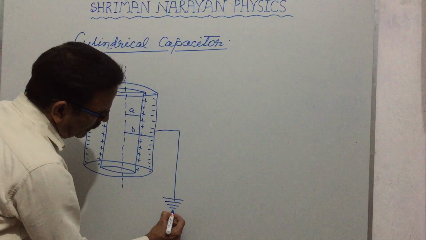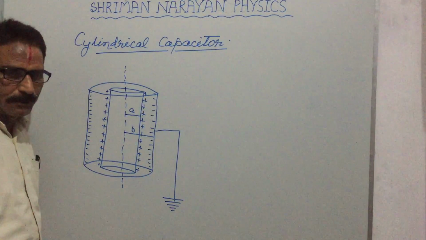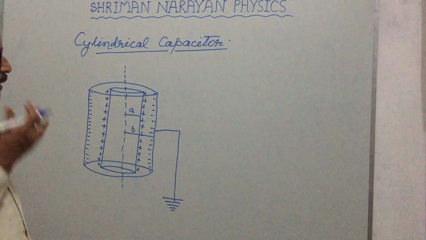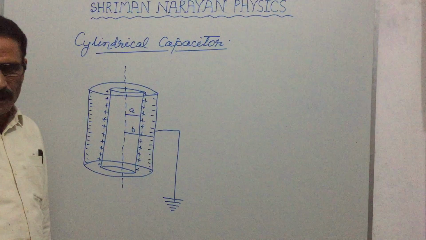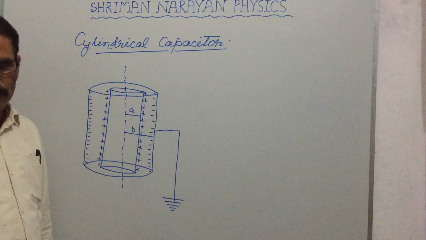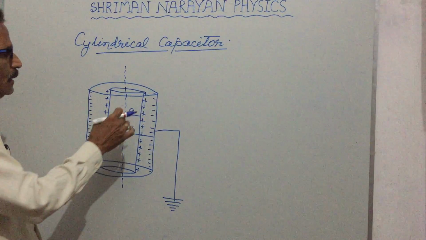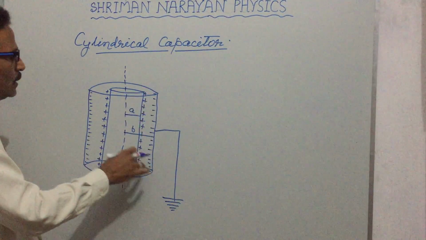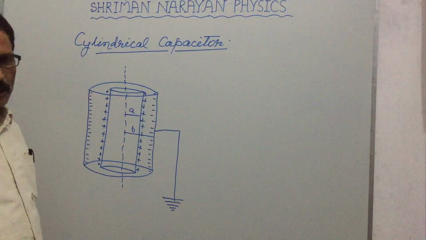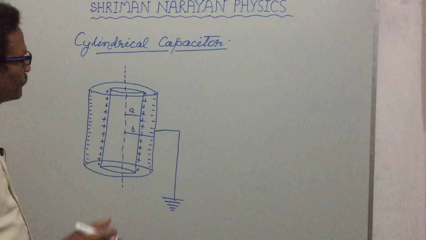The outer cylinder is earthly grounded. So the wholesome induced positive charges will be neutralized by the earth. So we have the plus q charge and minus q charges, which are the induced charges.